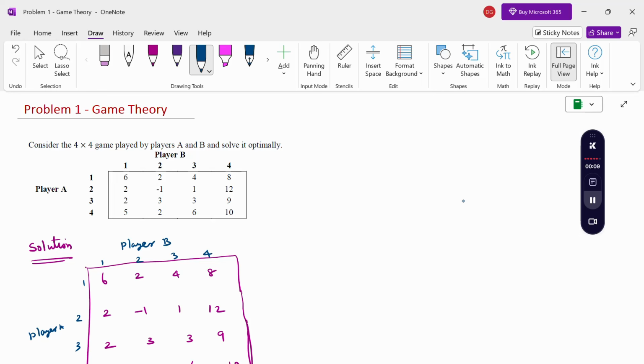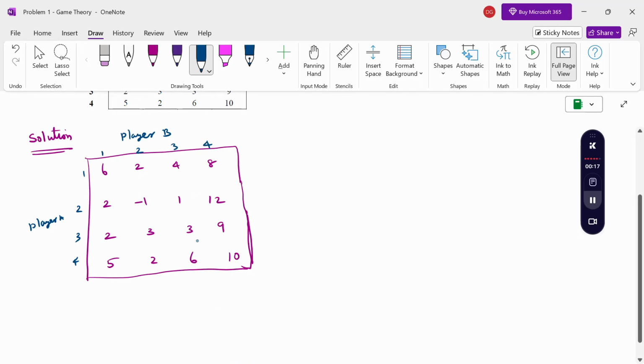In this section we are going to discuss a game theory problem. Consider a 4x4 game played by players A and B and solve it optimally. Player A and B values are given. Now, first procedure: given the data, first find the row minimum.